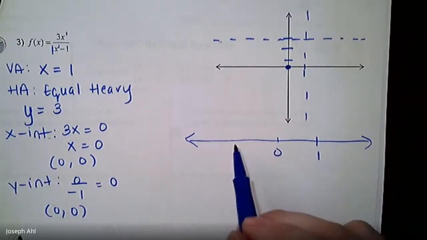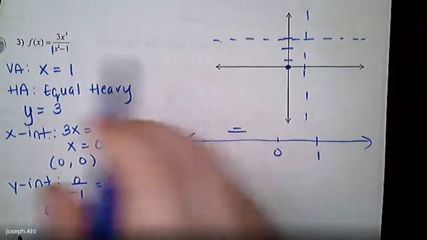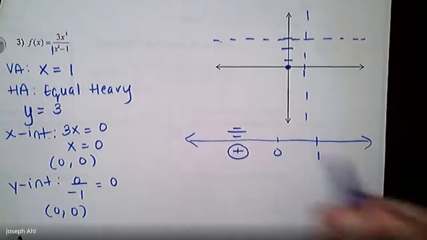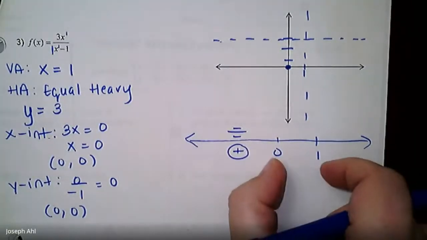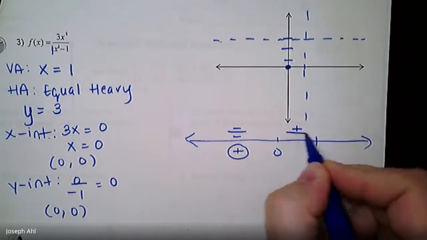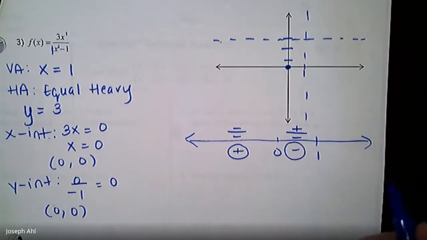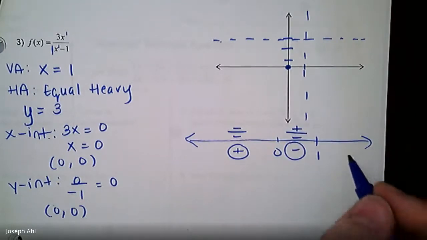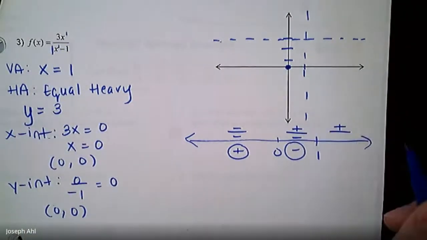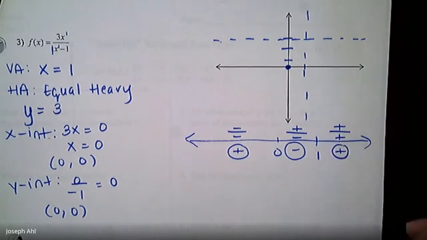Okay, let's do the partitioning. If I test something like -1, 3 times -1 is negative. -1 minus 1 downstairs is negative. So that's altogether positive. In between 0 and 1, we've got to be careful. Just test something like 0.5. 3 times 0.5 is a positive number. 0.5 minus 1 is negative. So altogether, that's negative. If I test 2, 3 times 2 is positive. And then 2 minus 1 on the bottom is positive. So we get positive over here.